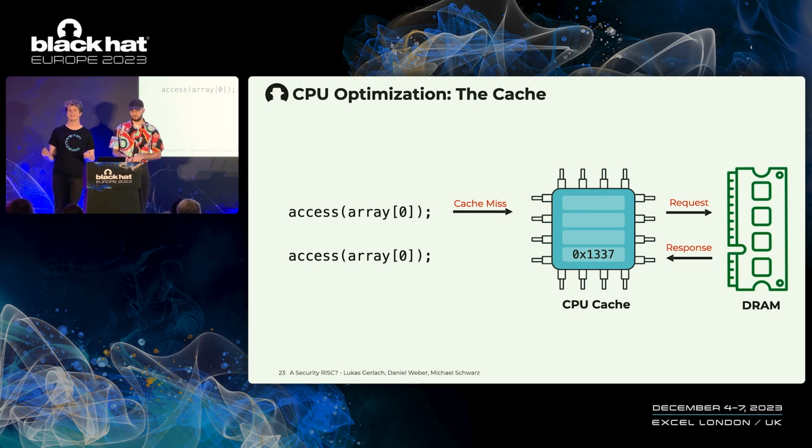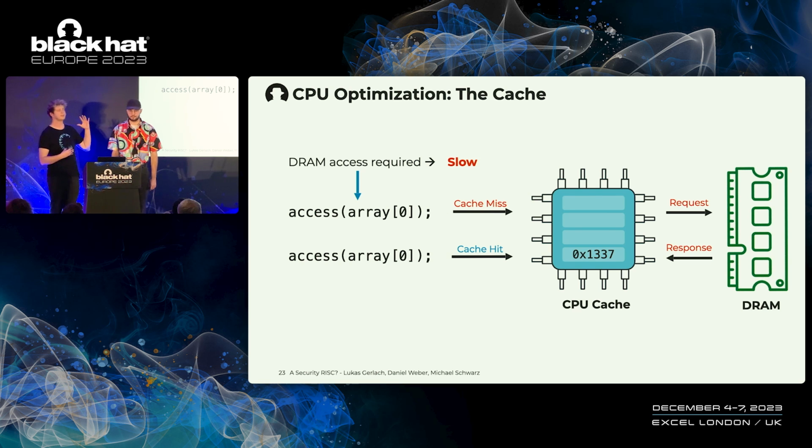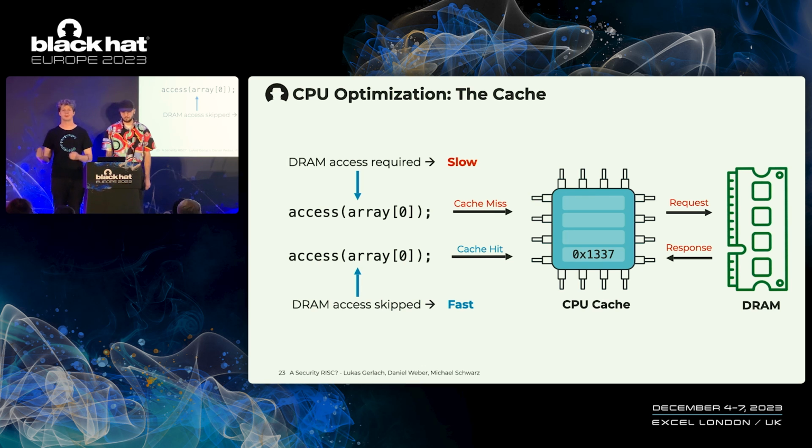And why is that nice? Well, if you have a second memory access, which accesses the same memory, then we can directly serve that from the cache. And we call that a cache hit. The really nice thing is, our first access was really slow, because it had to travel all this way to the DRAM and back. And remember, the DRAM is very, very slow. Our second access, however, can just be directly served from the CPU cache. So it's really fast.